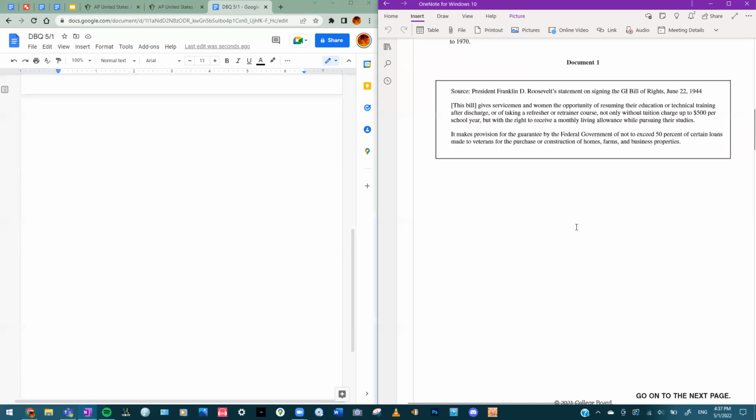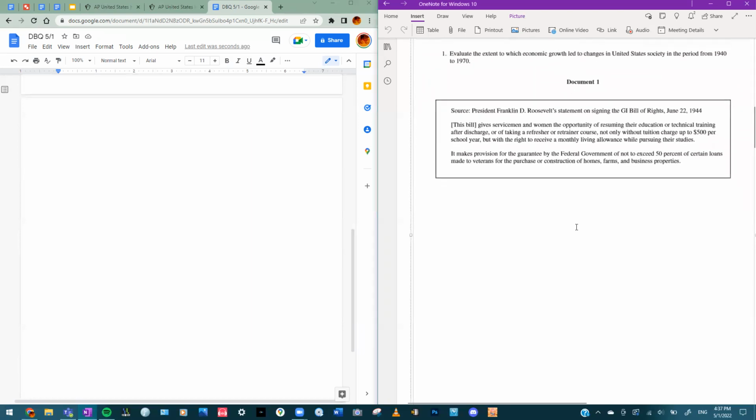So it says, evaluate the extent to which economic growth led to changes in the United States society from 1940 to 1970. All right, we need to underline some things. Evaluate the extent. That means how much. That is the question. How much? That's what they are asking you. So that's what you need to say in your essay.